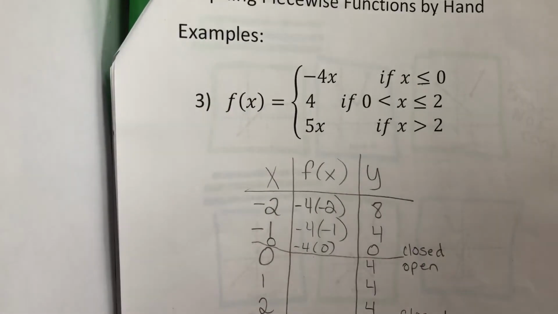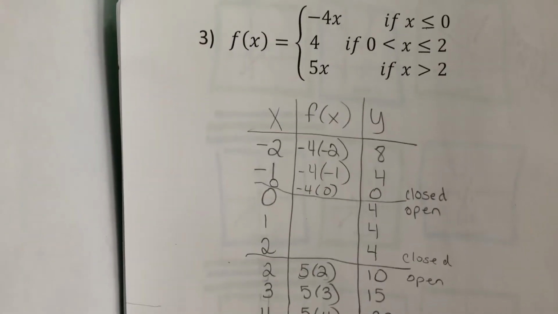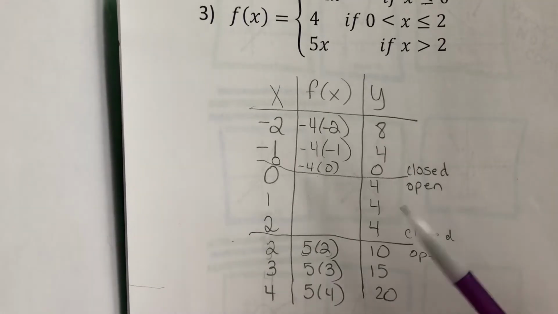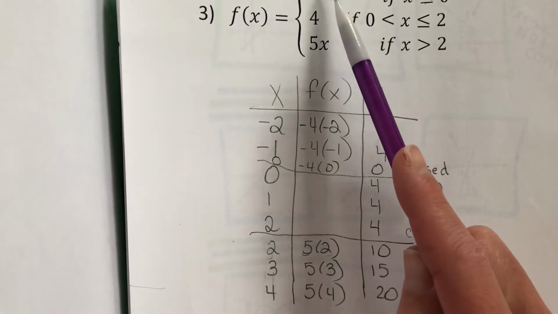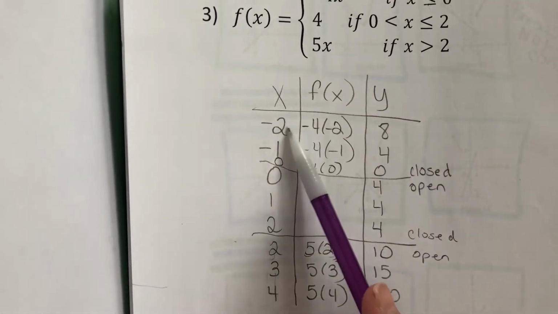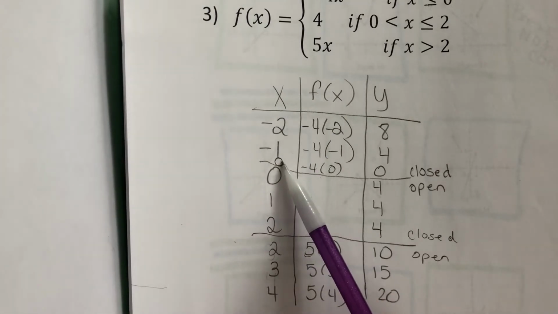This one over here has 3 different pieces to it that we will end up connecting. So what I did here is make just one giant graph, or table, excuse me. For the first graph, negative 4x, all the x values less than or equal to 0. So I did negative 2, negative 1, and 0.